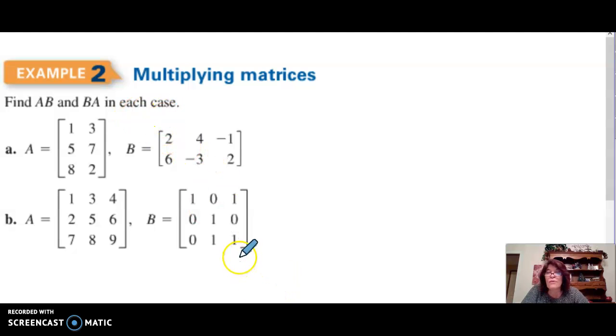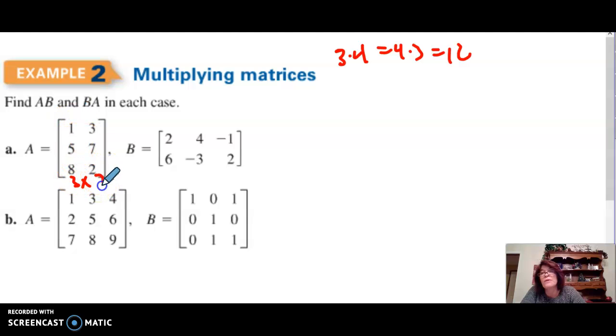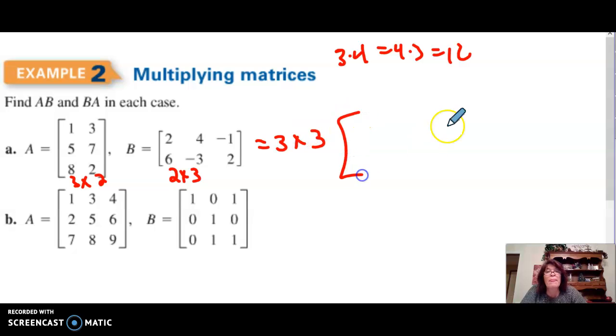Okay, this is just a little exercise in realizing that matrix multiplication is not commutative like regular multiplication is, right? 3 times 4 equals 4 times 3. That all equals 12. Well, not with matrices. First of all, let's see. This is a 3 by 2. 3 rows, 2 columns. This is a 2 by 3. So the answer will be a 3 by 3.